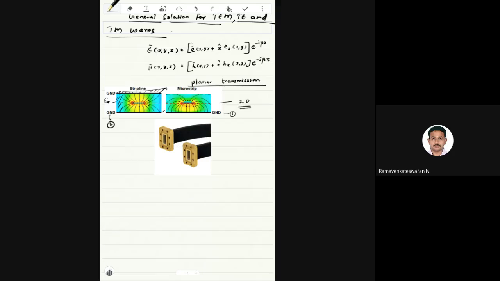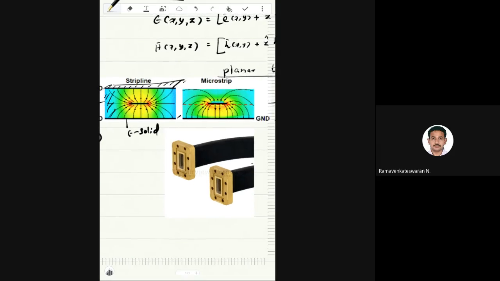So here you can see the field lines. If you observe, there are field lines. Basically, the solid lines are only the electric field lines. Around that you can see the red, yellow, and green colors. It is actually the magnetic field lines. The solid lines are electrical.